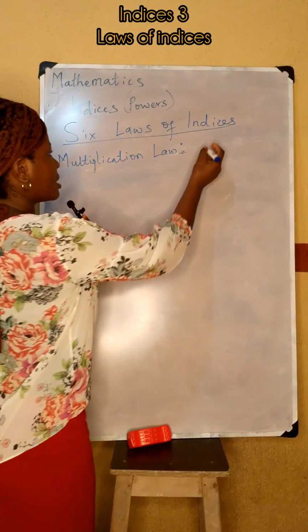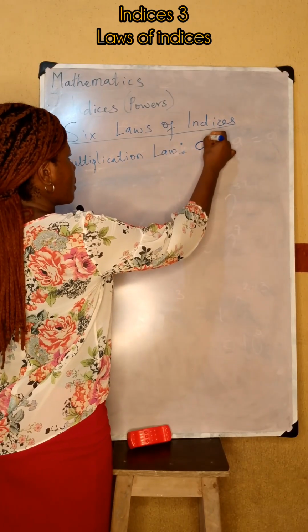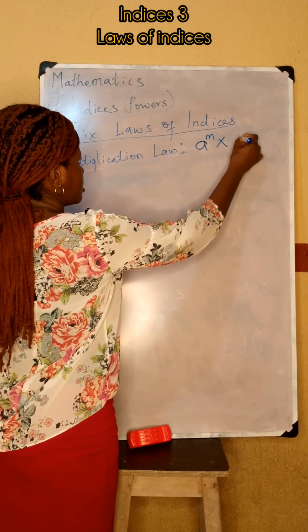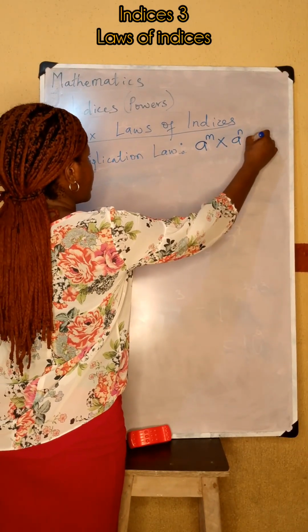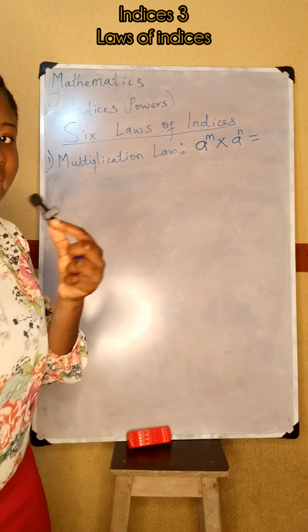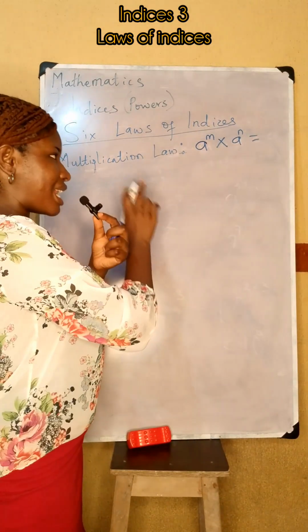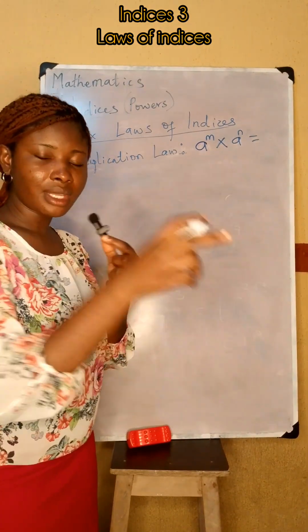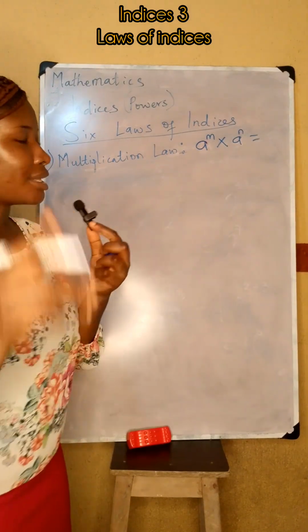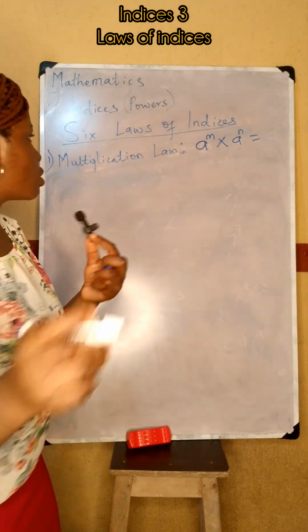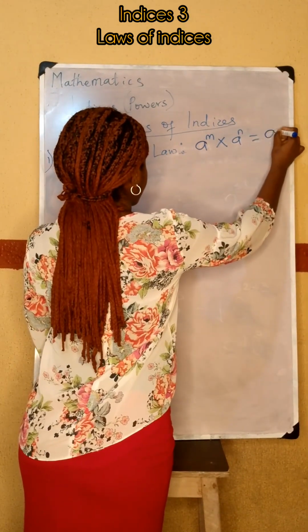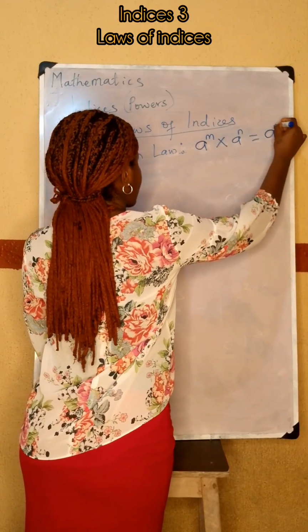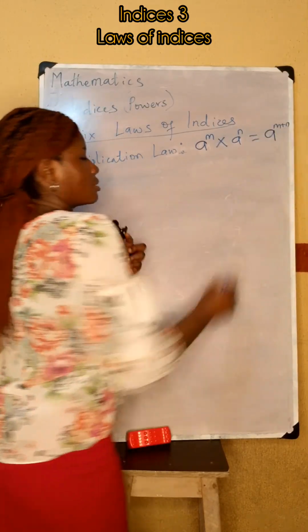Now, what this simply means is, if I have a raised to power m times a raised to power n, the bases are the same. What are their bases? A. This one has A, this one has A. Their bases are the same. So we are picking one base, the A, and we are going to be adding their powers.